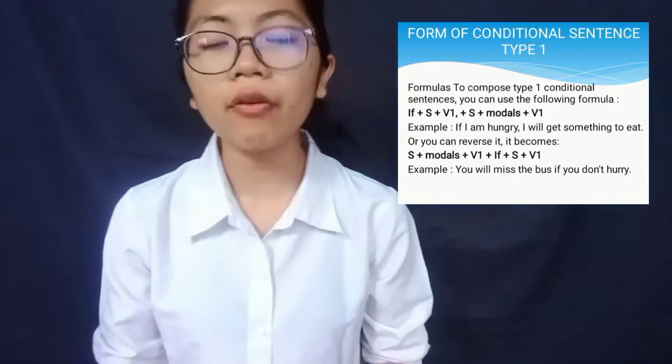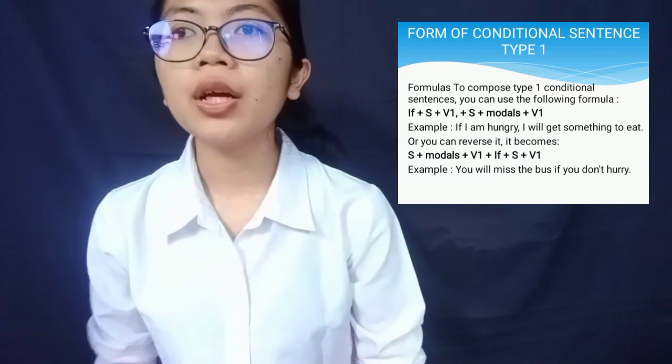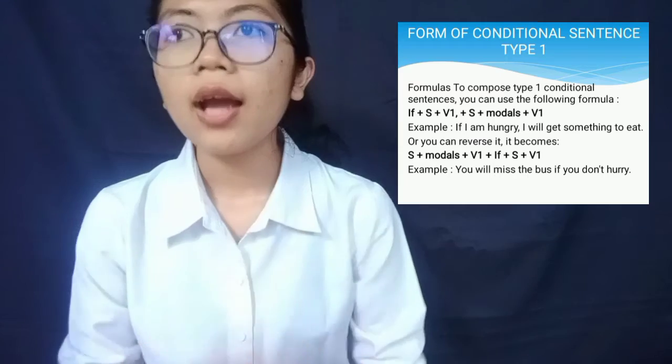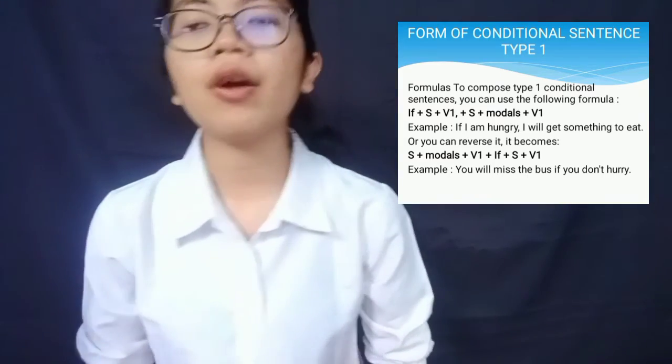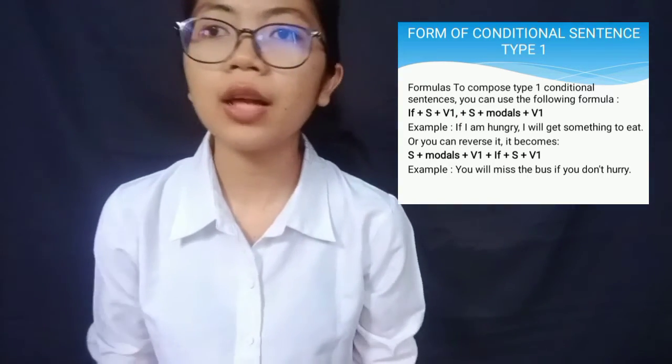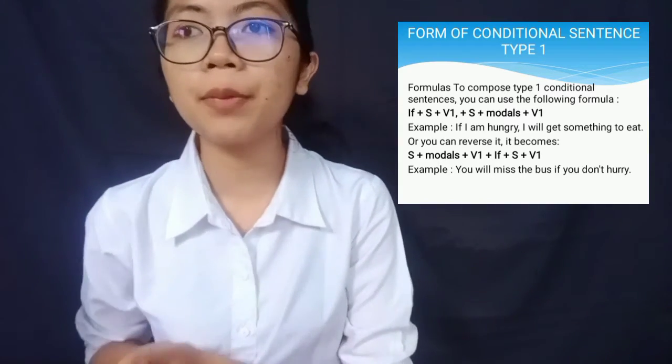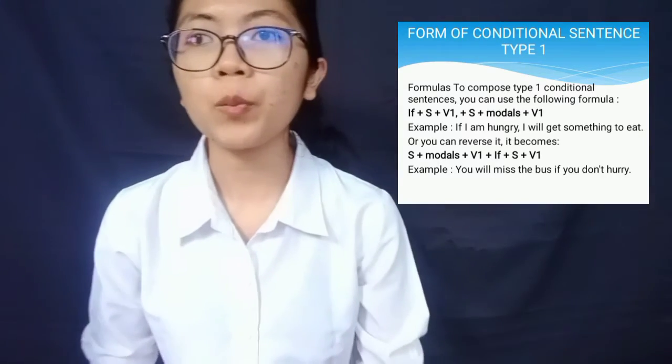Or you can reverse it to: I will get something to eat if I'm hungry. Or another example, you will miss the bus if you don't hurry. That is the conditional sentence type 1.